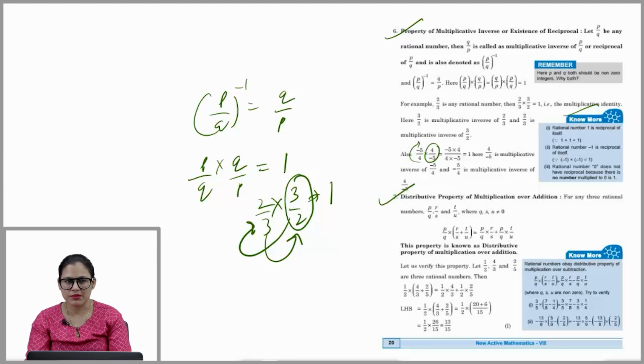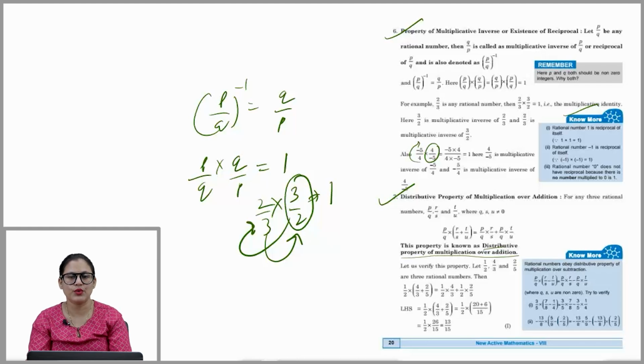Next, distributive property of multiplication over addition. For any 3 rational numbers, P by Q, R by S, and T by U, where Q, S, U are not equal to 0, P by Q into (R by S plus T by U) is equal to P by Q into R by S plus P by Q into T by U. This property is known as distributive property of multiplication over addition. Let us verify this property.